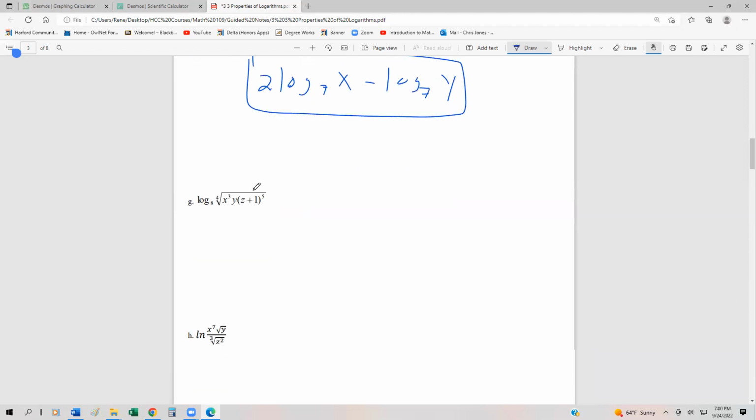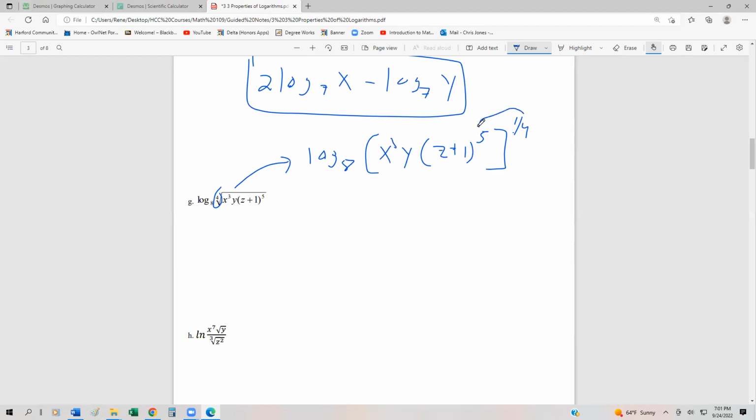Similarly, we have this log base 8 of the fourth root of x cubed y times the quantity z plus 1 to the fifth. So this is where we have to use this rule of exponents to rewrite the radical as a rational exponent. Okay, so we're going to start by rewriting this as log base 8. And I think we've seen this in one or two other videos, but that's going to be written as the quantity of x cubed y times z plus 1, excuse me, to the fifth, all raised to the 1/4 power. Okay, so if you have an index of 4, that just becomes a rational exponent of 1/4 power.